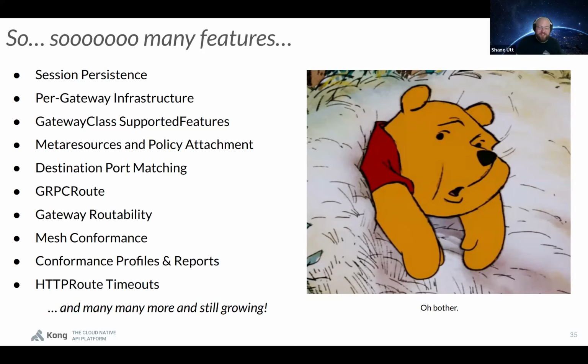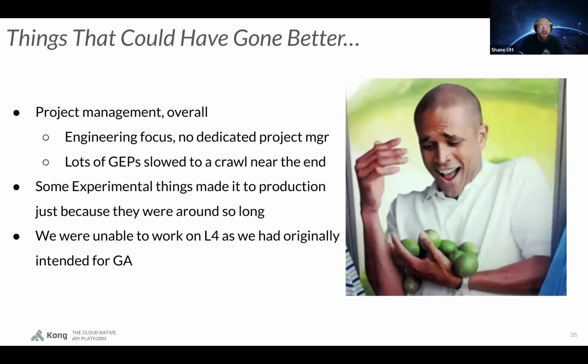It's not exhaustive. There's like 17 or something features just in the pipeline right now. Four would be enough to completely load down a project. Four would be enough to take up a year. We've got like 20. So it's been interesting. So, things that could have gone better based on all that: project management overall.